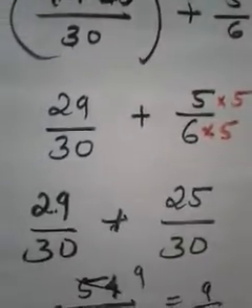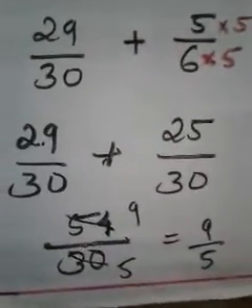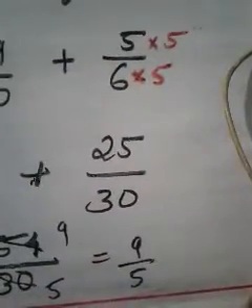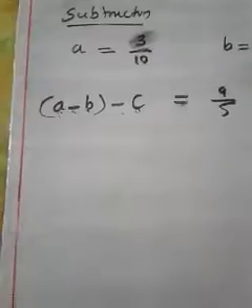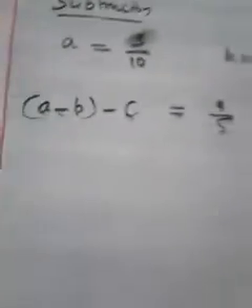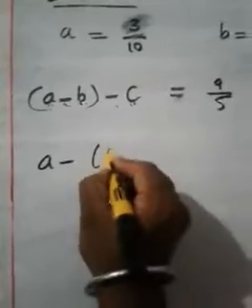Okay, so it becomes 29 by 30 plus 25 by 30. In that way, we got 54 by 30. Then simplification, 9 by 5. We got a minus b minus c as 9 by 5. Then what do we need? Then we need a minus b minus c.